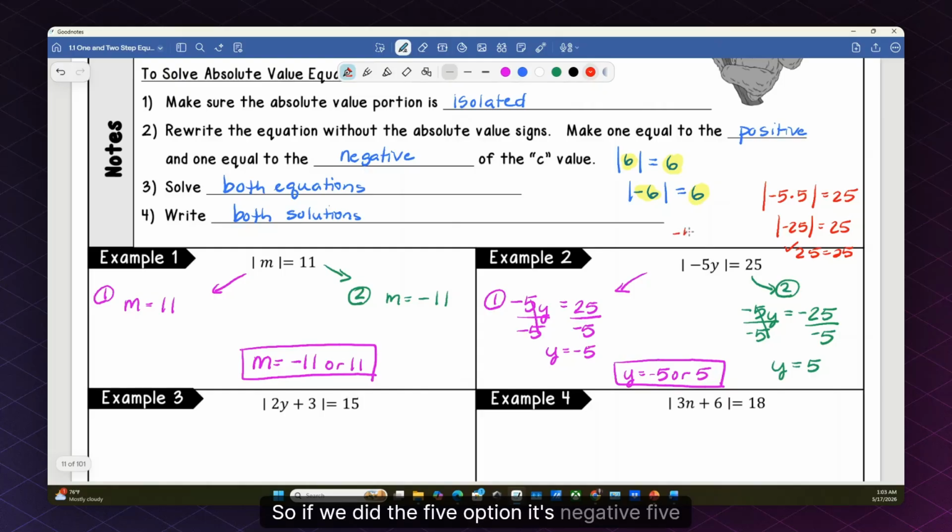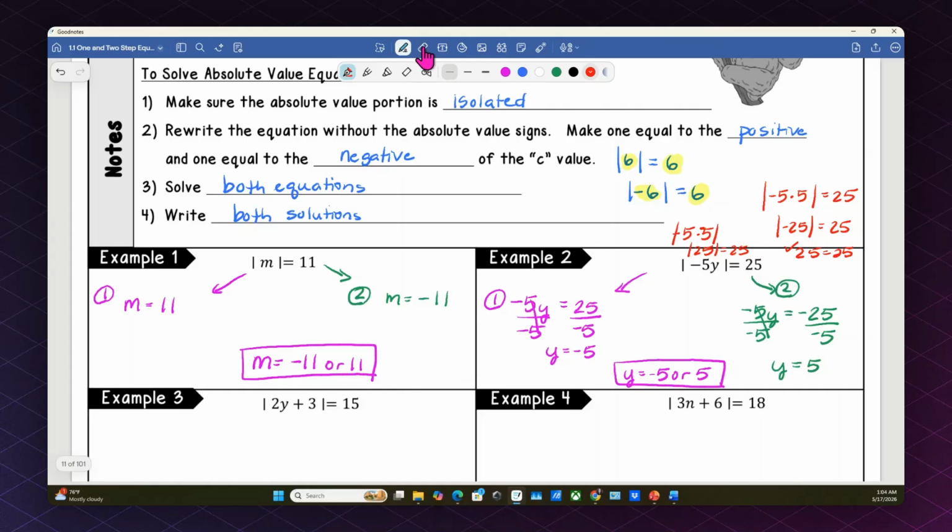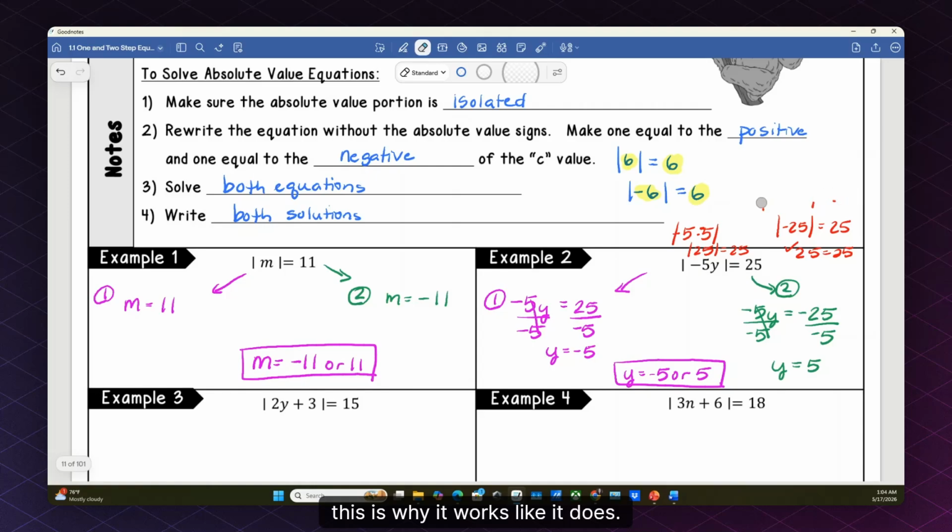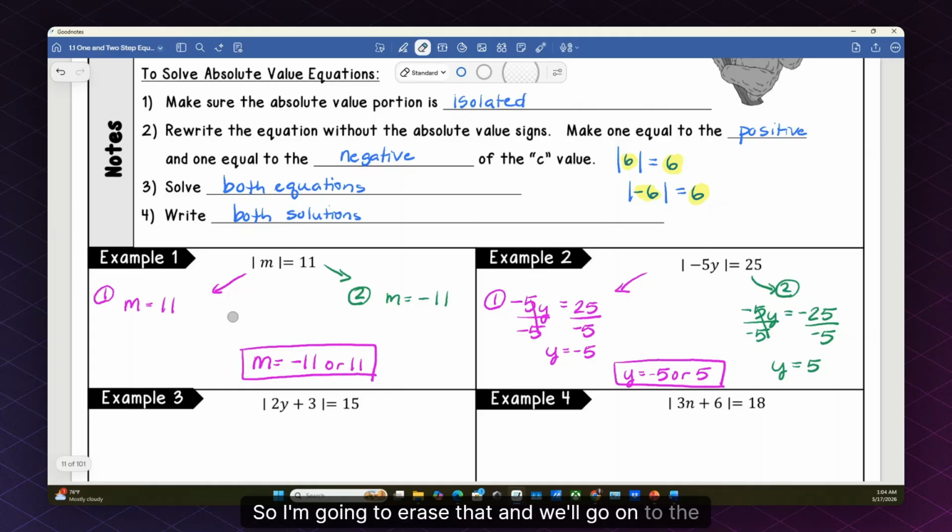So if we did the 5 option, it's negative 5 times 5, and we take the absolute value of that. Oh, you know what I did? I accidentally, here we go. It's going to be negative 5 times negative 5. So we're going to get the absolute value of 25, and the absolute value of a positive 25 is 25. I know I just repeated 25 about a million times, but I wanted to show you this is why it works like it does. So I'm going to erase that and we'll go on to the next problem.